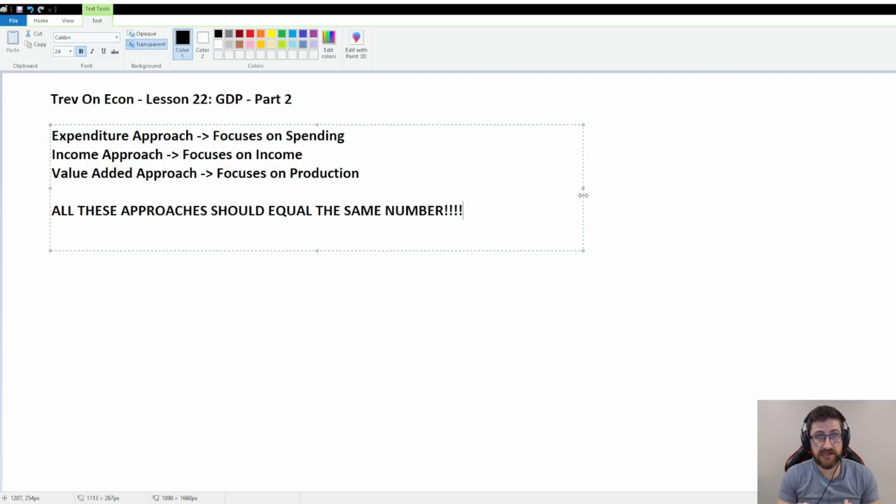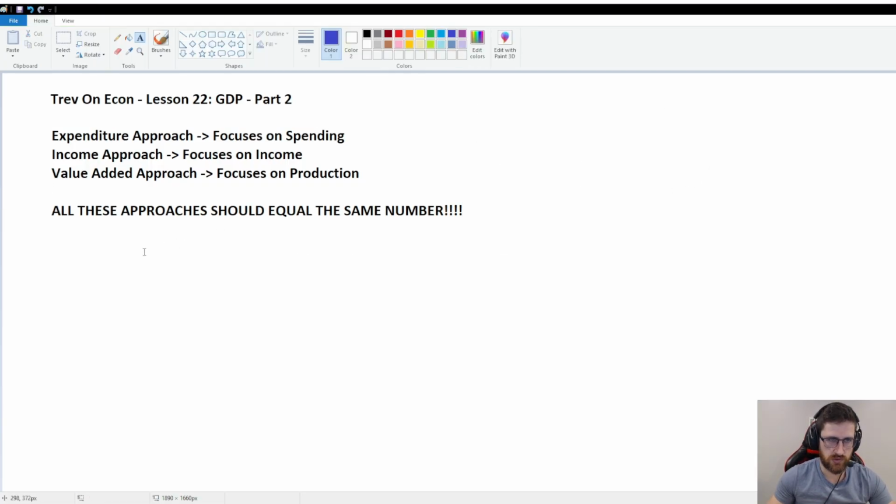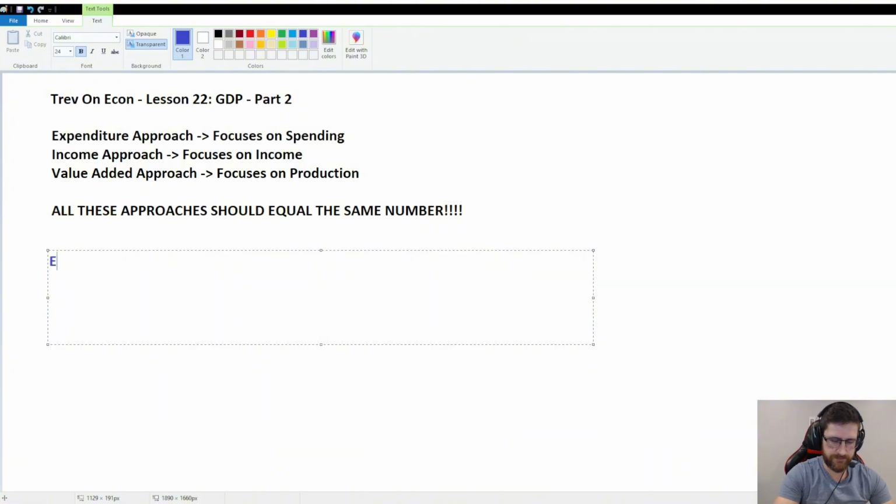Now, why this is handy is because even though we're going to look at all 3 today, we really only need to focus on one of them if they all give the same answer. Why have 3 techniques to find the same result when we can just focus on one and get that result? Now, some teachers might be different. Some may lend credence to one or the other approaches. I will tell you right now that we are going to spend the bulk of our time with the expenditure approach. So let's start there. So the expenditure approach, again, focuses on spending.